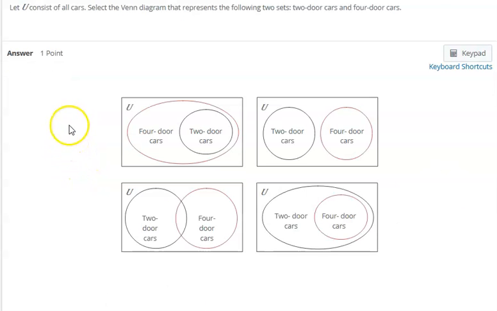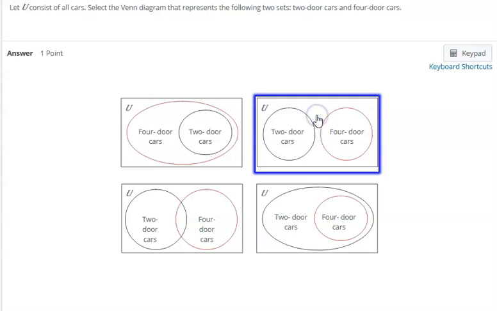Here's another example of Venn diagrams. The universe consists of all cars. Select the Venn diagram that represents the following two sets: 2-door cars and 4-door cars. Take a moment. And actually, they are disjoint sets. They're separate. And this is the best example. Let's go on.